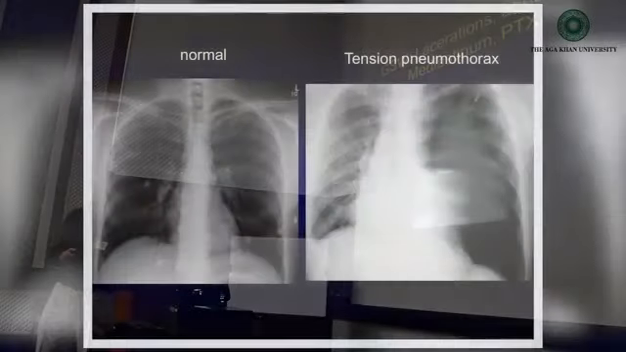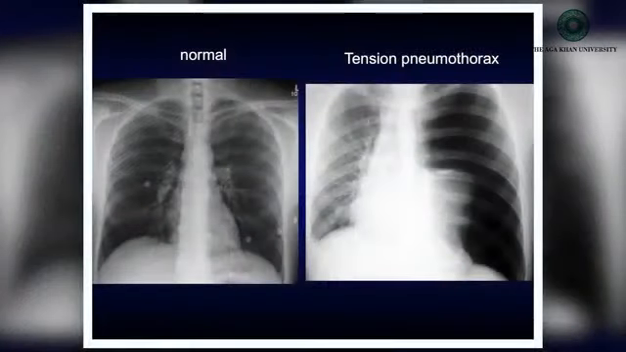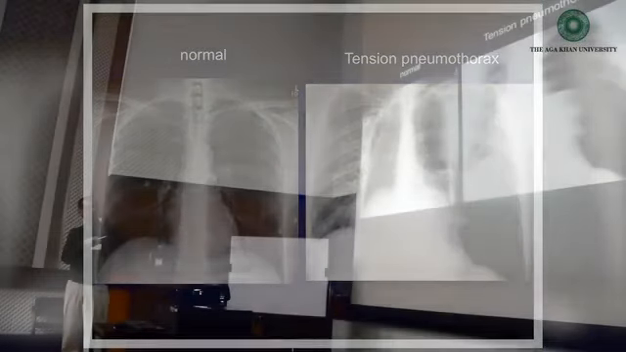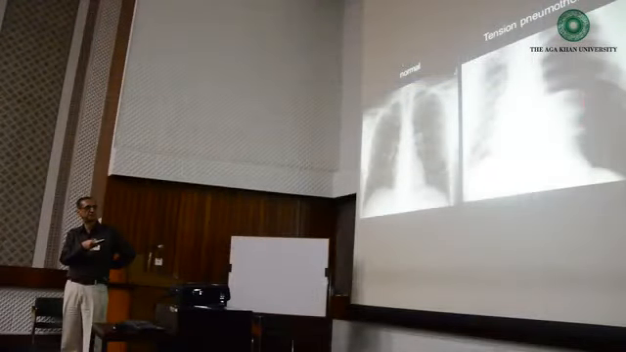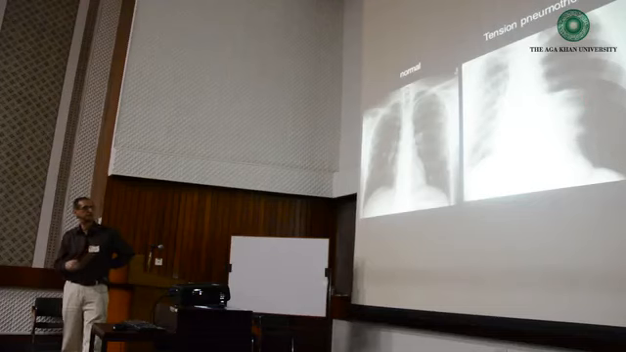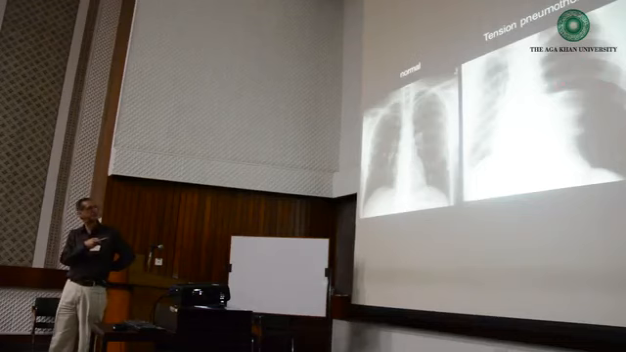The metallic densities. So this is normal and this is a tension pneumothorax. Can you see the heart being pushed to the right? And this is the collapsed lung. So we have a normal to compare. Where are the lung markings? This is how it should have been.